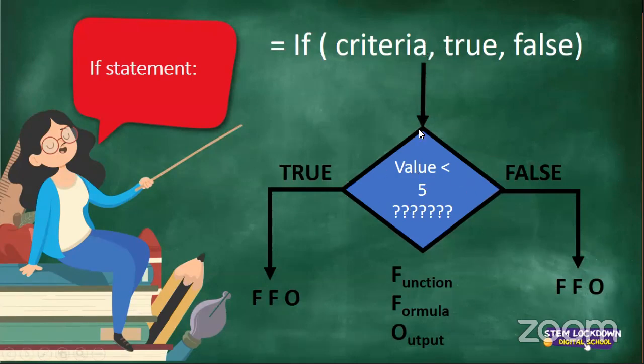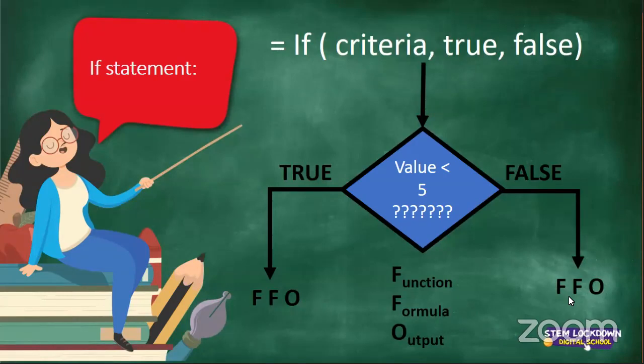Is the value that I'm checking less than 5? Yes, true. Then I can do FFO. Now, what does FFO stand for? I can either put a function, a formula, or I can put some form of output in double inverted commas. If it is false, again, I can also do FFO. I can put in some formula, some function, some output. So based on a criteria, I can put in anything, and based on that answer, which is only going to be one of two answers, either true or false, I'm going to do something else.